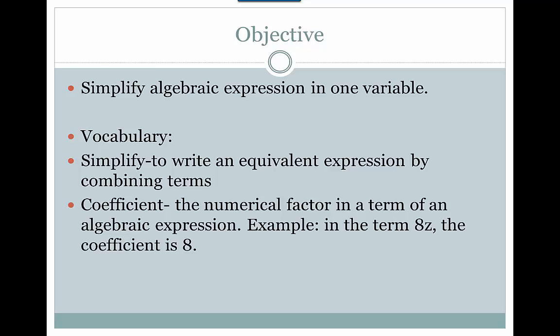To simplify means to write an equivalent expression by combining terms. If we have a lot of x's or y's, we're going to combine them. The next vocabulary is coefficient. That is the numerical factor in a term of an algebraic expression. For example, in the term 8z, the coefficient is 8. Pause the video and write your objective and your vocabulary.